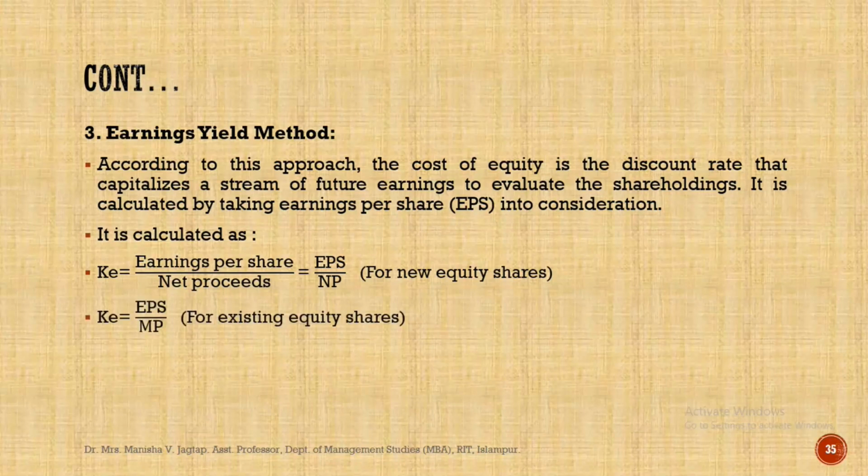And for existing equity share, the formula again remains the same. The only change is that instead of net proceed, we write MP, that is market price. So EPS divided by MP. So let us see an example concerned with this method.